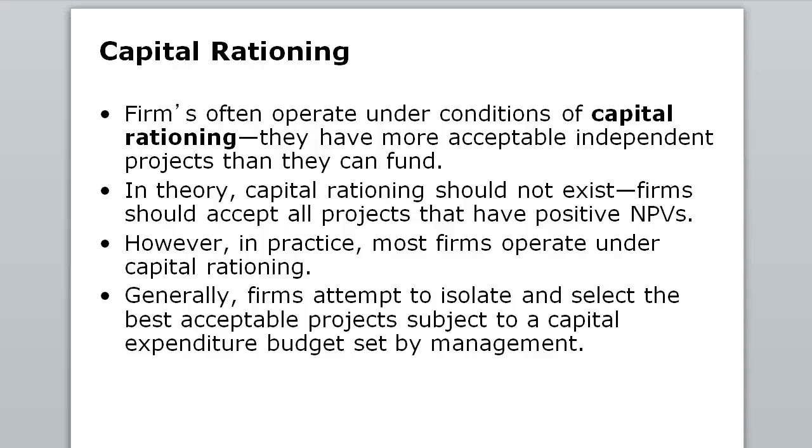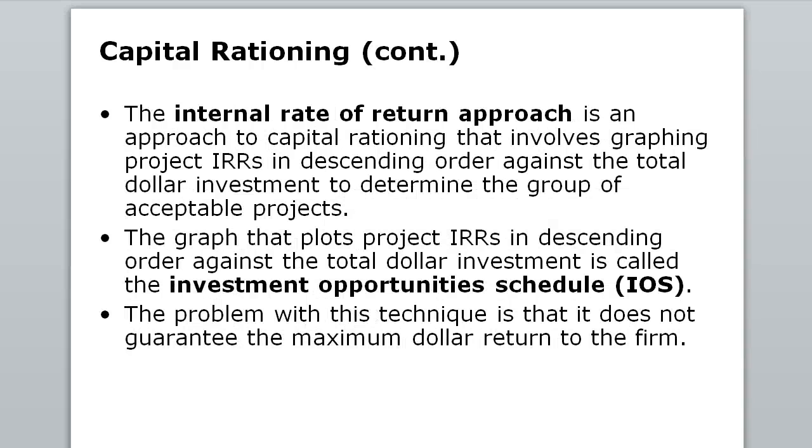So generally, a firm tries to isolate and select the best projects to invest their money in, to raise funds and utilize their capital budget as best as possible. So we can do the internal rate of return approach, where we ration our projects by graphing the internal rate of return in descending order against the total dollar amount invested to determine a group of acceptable projects.